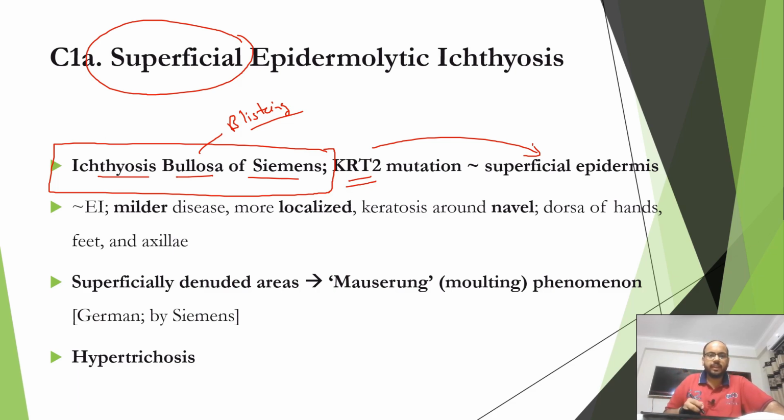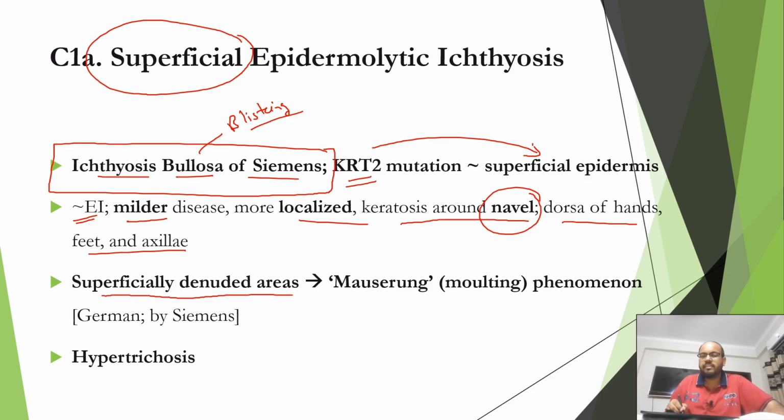You understand that now? The features are the same as epidermolytic ichthyosis, but it's a milder disease, more localized, and keratosis is seen around the navel, over the dorsa of hands, and over the feet and axilla. There are superficially denuded areas, which is known as Mauserung or molting phenomenon. Molting is the same as a snake which sheds its skin. Or insects that shed their shells are molting. So it looks like the patient is leaving its old skin behind, shedding its skin, and that is known as molting phenomenon, and molting in German is known as Mauserung.